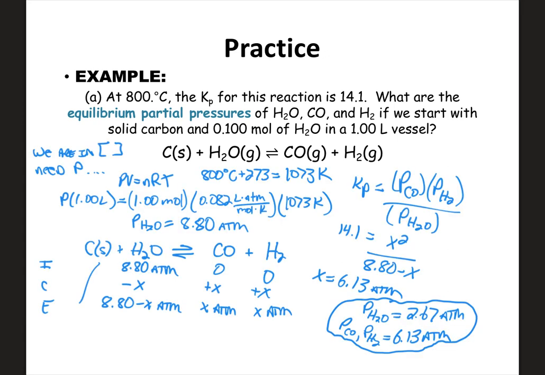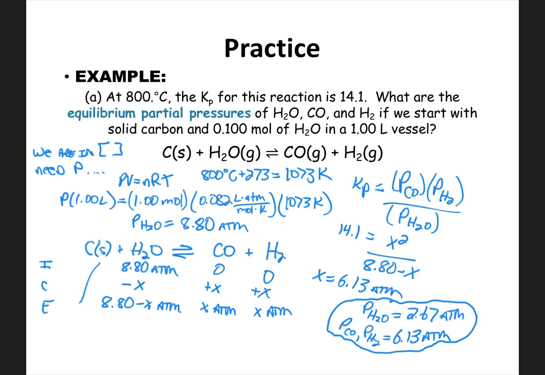Okay, so this is how you would actually solve this problem. If you notice here, they're asking about the equilibrium partial pressures, but what we're given is the moles of water in a 1 liter vessel. Essentially, we're in concentration, but we need pressure. So we have to actually use PV equals nRT first. This problem uses a gas law, and then it's going to use equilibrium to solve the problem. So we plug in all the information we know about water into PV equals nRT, and that will allow us to solve for the pressure of the water.